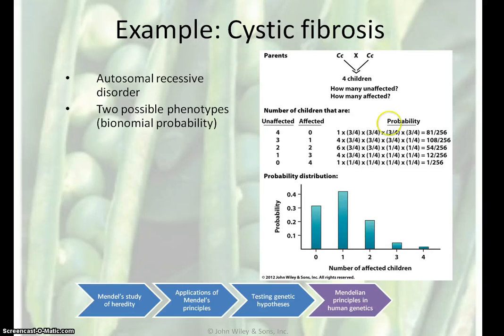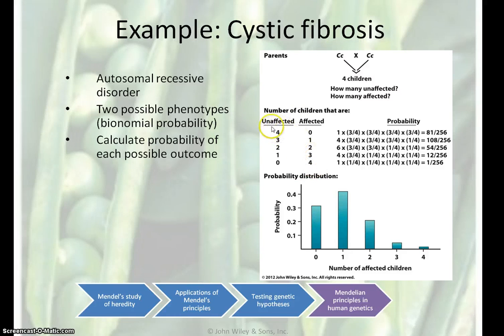So suppose you have two heterozygous parents, and we can think about their risk of having a child with this particular disorder. We can think about how many of their children are going to be unaffected and how many are going to be affected. In this case, there are two possible phenotypes: they're either going to be affected or they're not. That's referred to as a binomial probability, which your book defines in this chapter. So what we want to do is calculate the probability of each possible outcome. The easiest ones are if we have 4 unaffected or 4 affected.